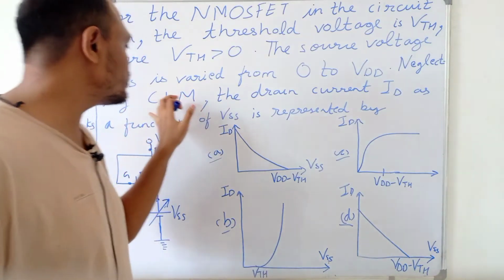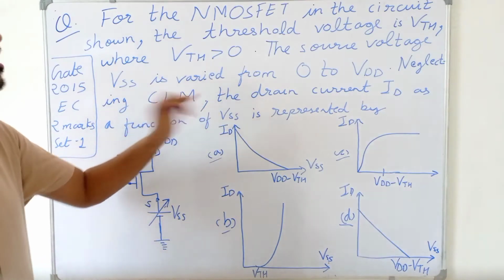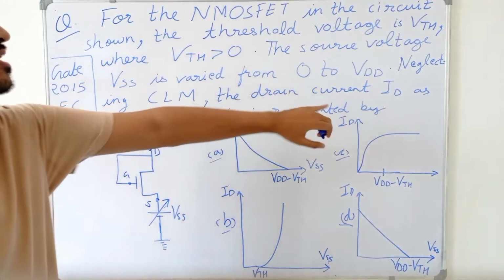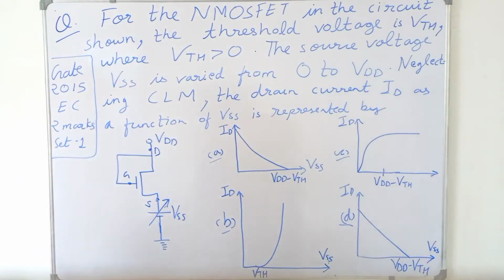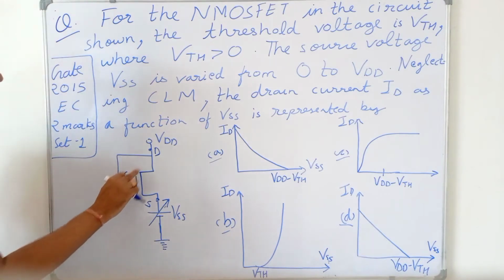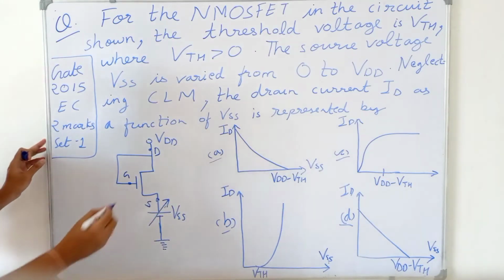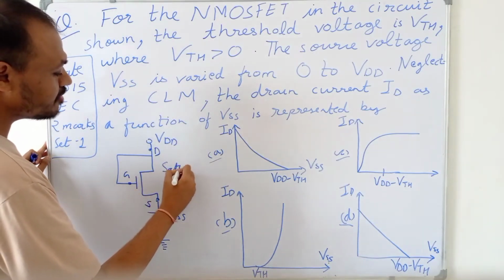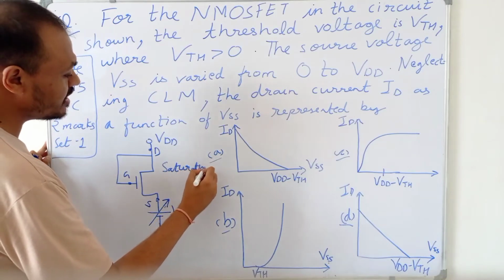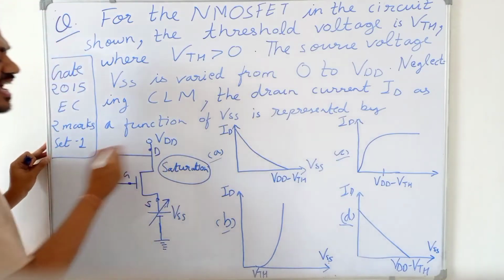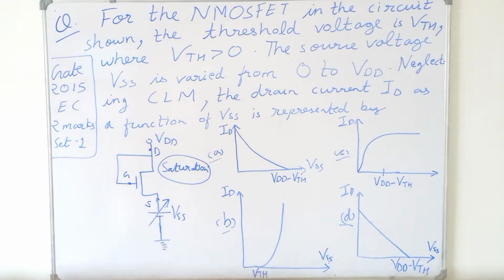We have to neglect CLM, channel length modulation, and find the drain current ID as a function of VSS. This is an N channel MOSFET where the gate is connected to drain, the gate terminal is shorted to drain. In such a circuit, this MOSFET will always operate in saturation mode. If in a MOSFET gate and drain are connected together, then that MOSFET will always operate in saturation mode.